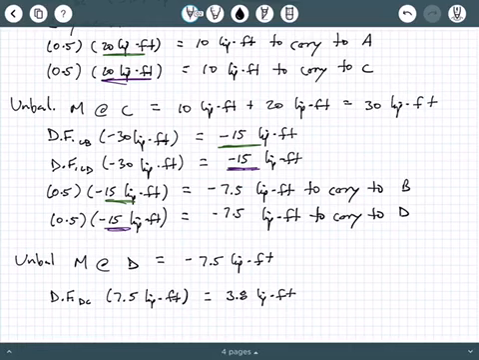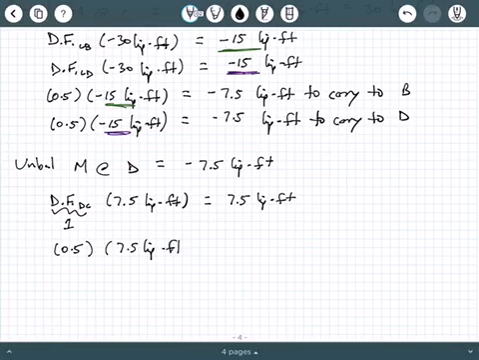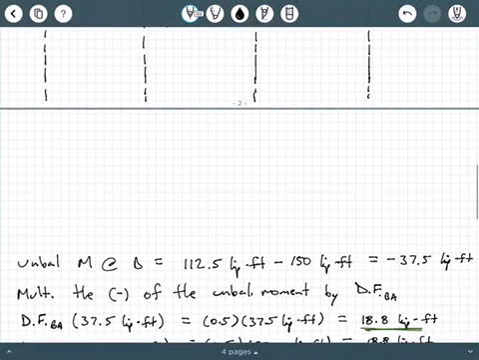No, we're good. I wrote something down wrong for my notes. This is 7.5, because the distribution factor DC is 1. This is 1 right here. We're good. And then we carry over half of this. This 0.5 is my carryover. 7.5 kip feet. There's the 3.8 kip feet to carry to C.